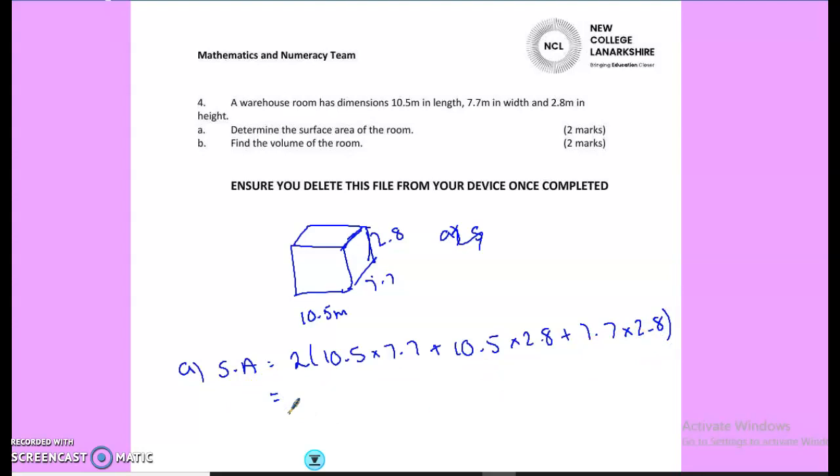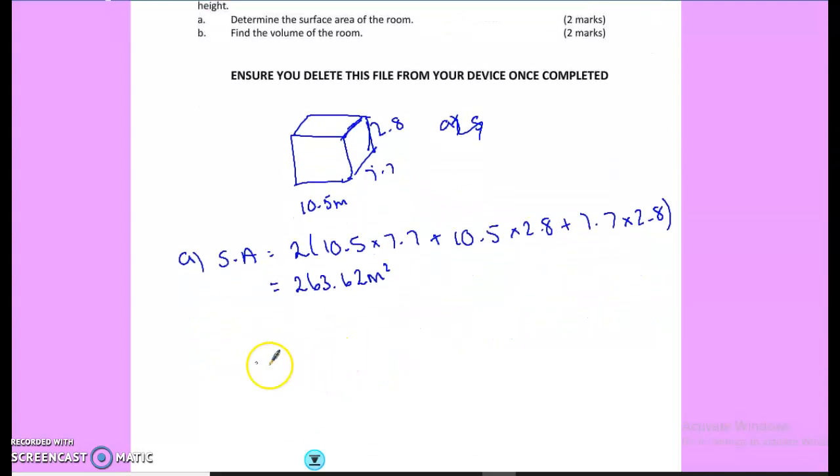Type that into your calculator. If you're using a basic calculator rather than a scientific calculator, you'll probably want to work those all out separately and write them down. It just depends on your calculator. That comes out as 263.62 metres squared.